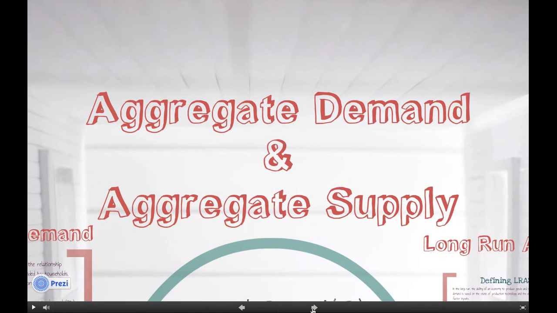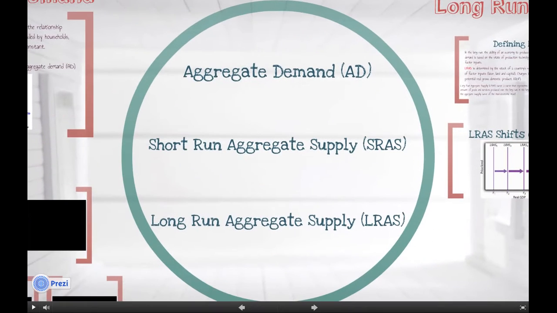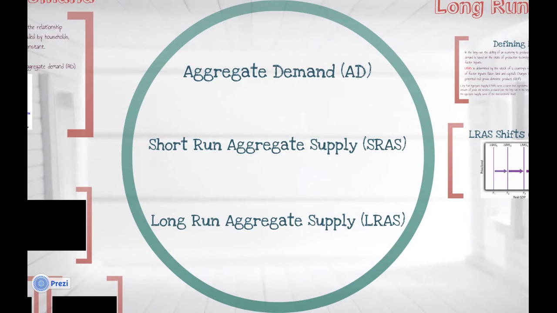Hello, today we will be discussing aggregate demand and aggregate supply. The three major components of this economic model are the aggregate demand curve, the short-run aggregate supply curve, and the long-run aggregate supply curve.